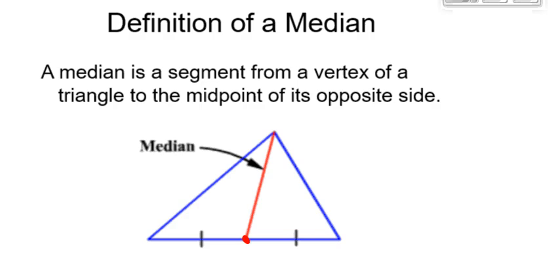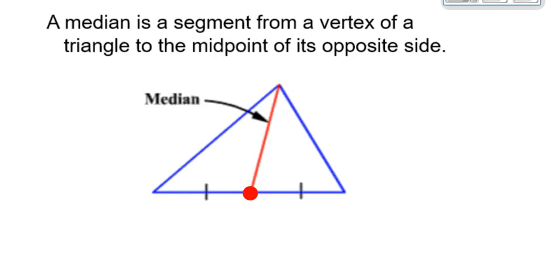All right, definition of a median goes in your notes. The median is the line segment that connects the vertex of the angle to the midpoint of the opposite side. So these two segments are going to be congruent. I want to make it clear that the median does not necessarily bisect the angle. Okay? It doesn't have to bisect the angle.